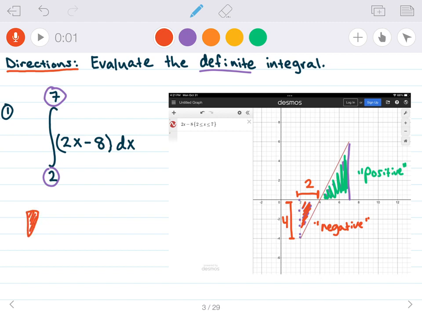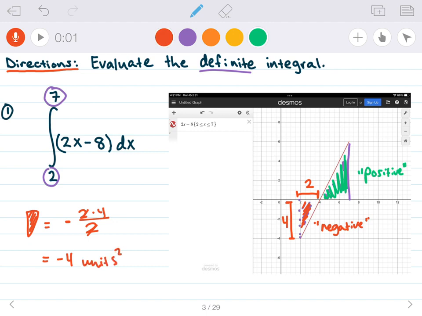So for this piece right here, I just have negative base times height over 2. And so I'm just getting negative 4. All right, so negative 4 units squared.